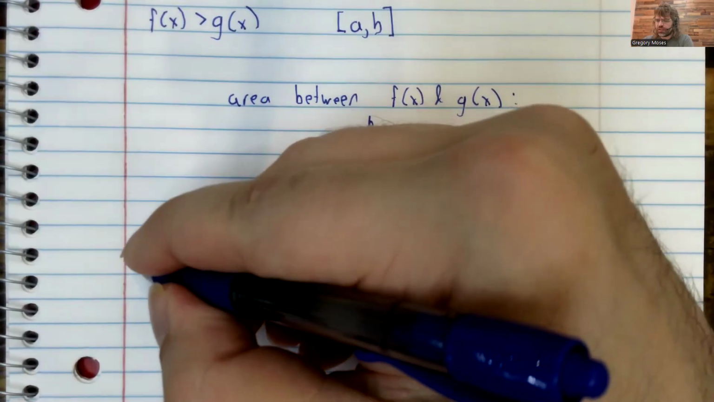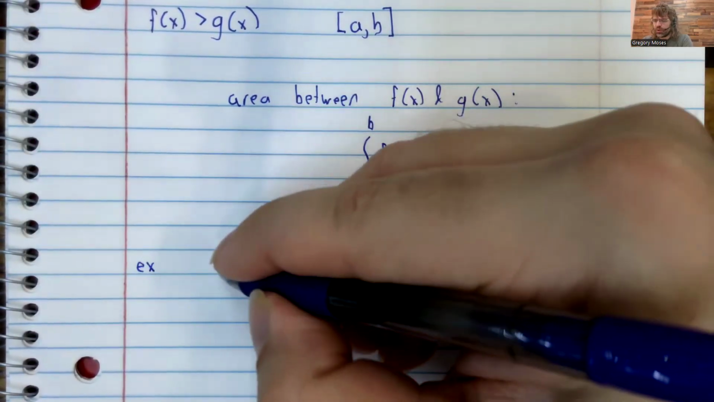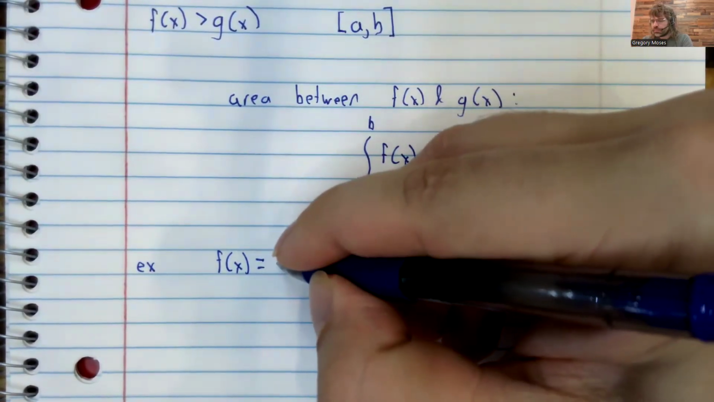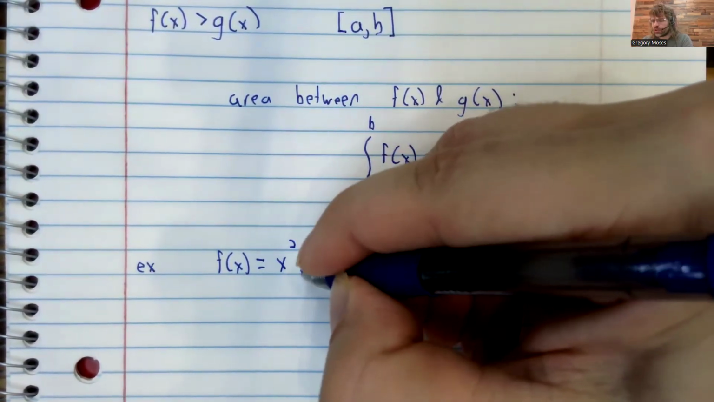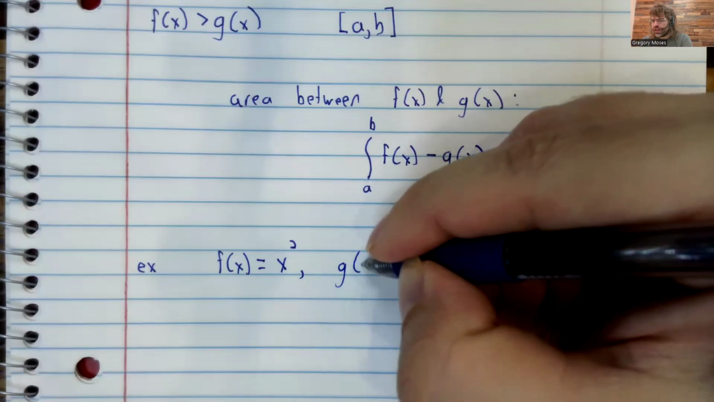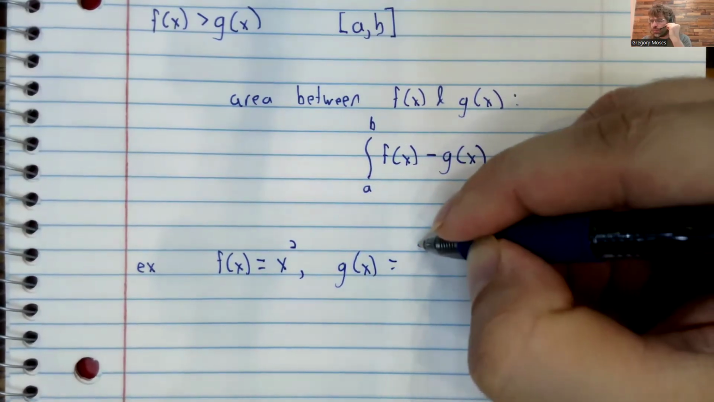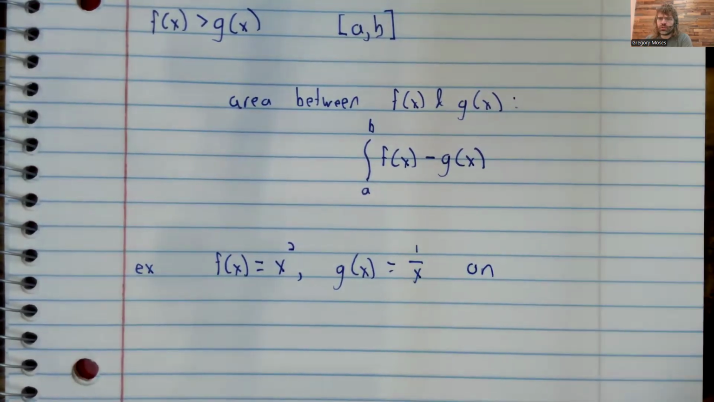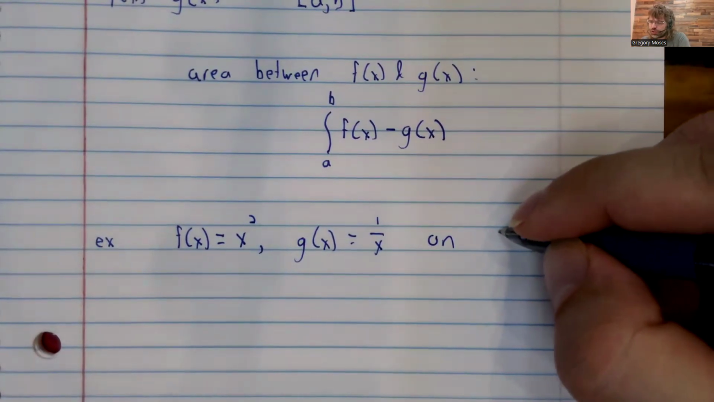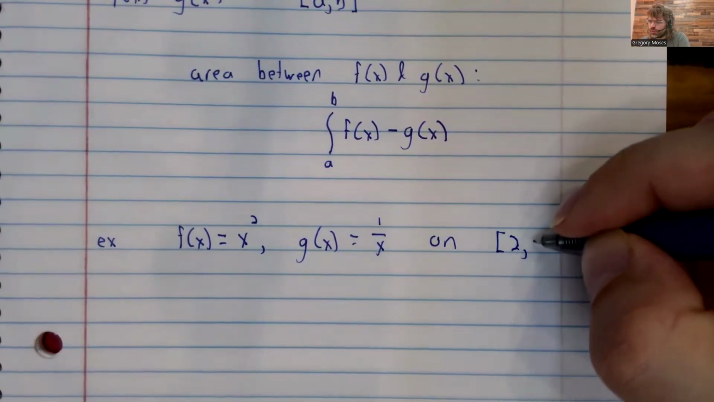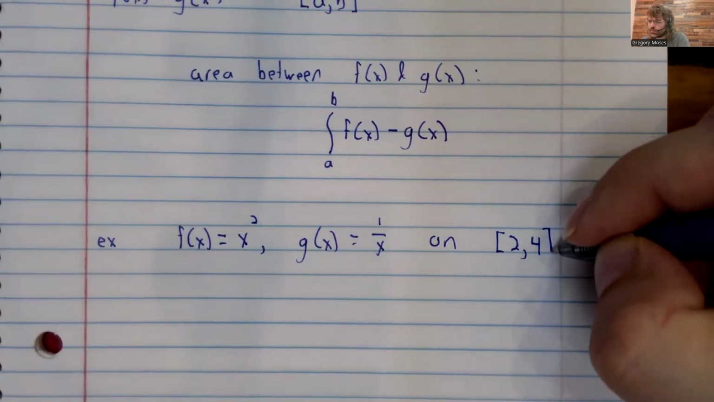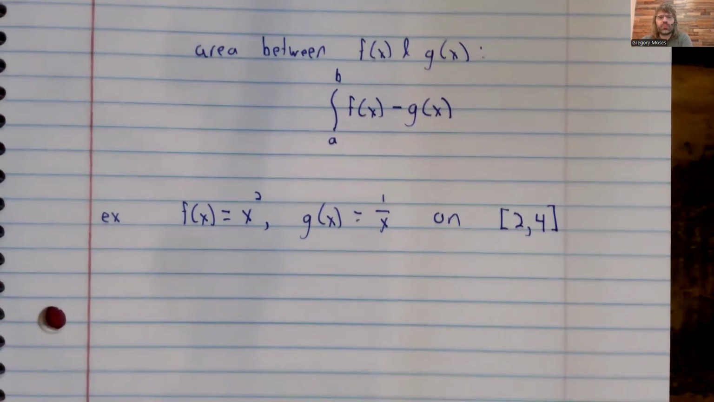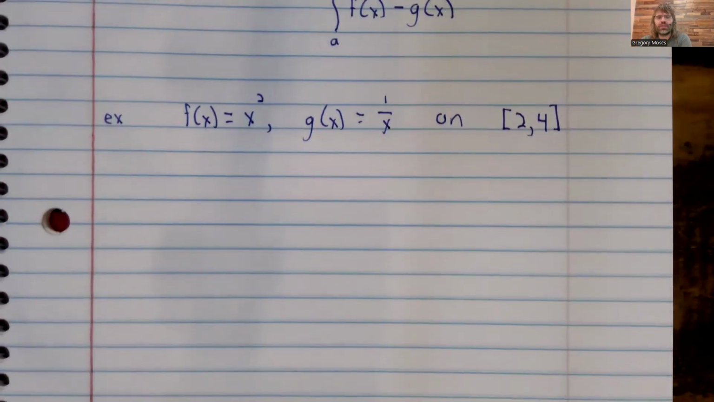So, just as a very quick example of this, let's let f of x be x squared, g of x be 1 divided by x on the interval from 2 to 4. What's the area between these curves?